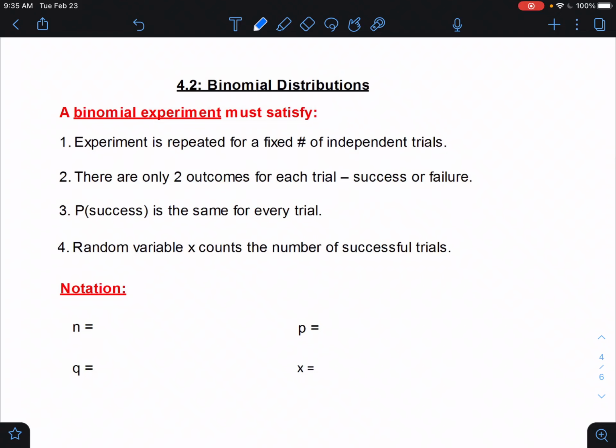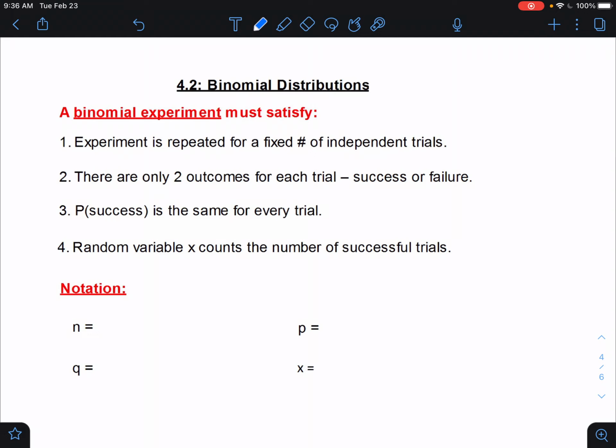Okay, so the main things that I want you guys to look at from section 4.2 before our next class are just the basic definition of a binomial experiment and the notation that goes along with it. These are the things that we're going to be using to find binomial probabilities and even to find mean, variance, and standard deviation. Those things we'll talk about next class, but if you have this initial information, then it's going to make that a little bit easier for you when we go through it in class.